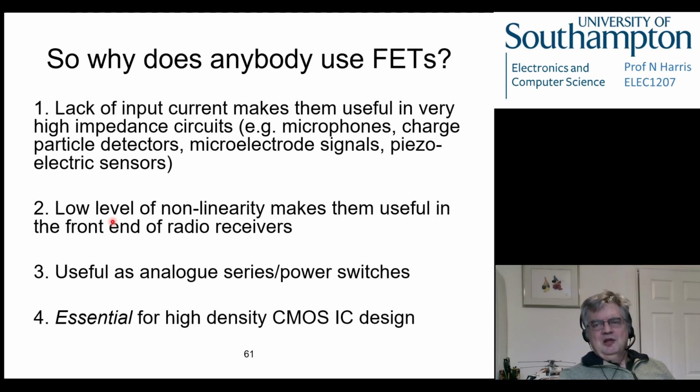This is something that you would have to take my word for. They're very linear, which makes them useful in the front end of radio receivers where you don't want any distortion, particularly at that point. So that's just something to be aware of. They're very useful as analog series or power switches. So analog switches, transmission gates and stuff, they're really useful for that. You can't use bipolars for that, and we'll talk about those as well. And they are essential for high density CMOS IC design as digital switches.